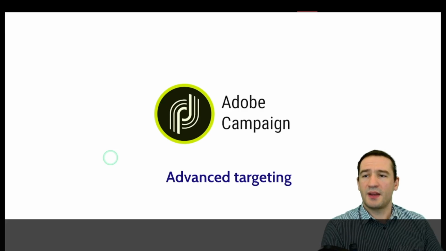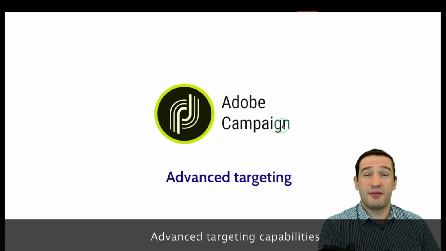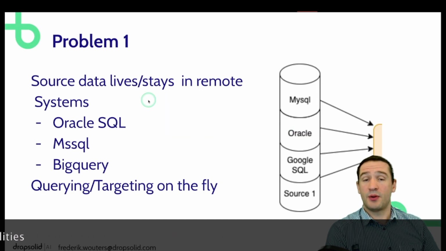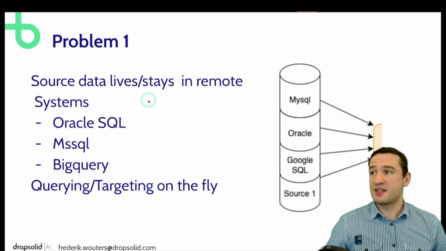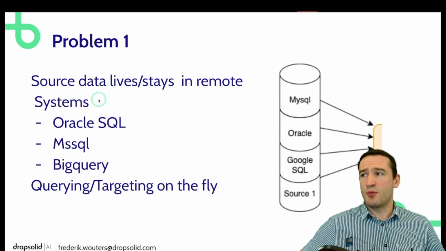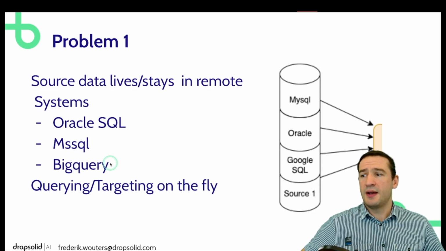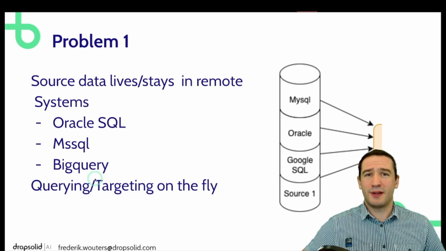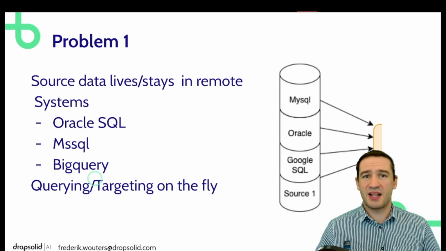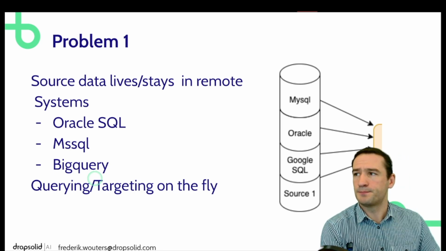And then advanced targeting. Other proprietary systems like Adobe Campaign have advanced targeting. This allows you to select a number of contacts from remote systems. The problem that we have with this is the source data lives in remote systems like Oracle SQL, MS SQL, BigQuery, and they want to do the targeting on the fly. So they want editors to be able to select, mix and match the data on the fly and then send them out emails in Mautic directly.